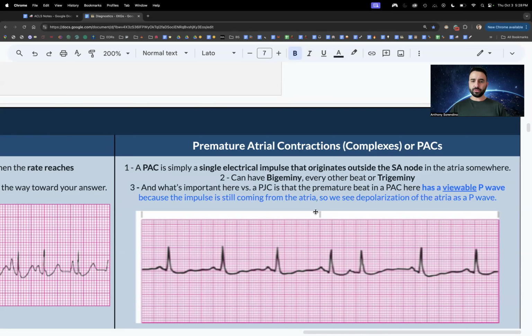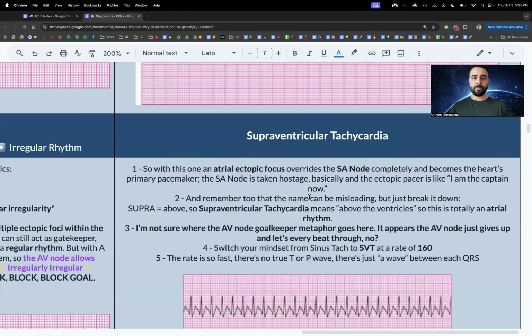What's important here versus a PJC, which we'll talk about in a second, is that the premature beat in a PAC has a viewable P wave. Yeah, that's actually exactly what I just said.